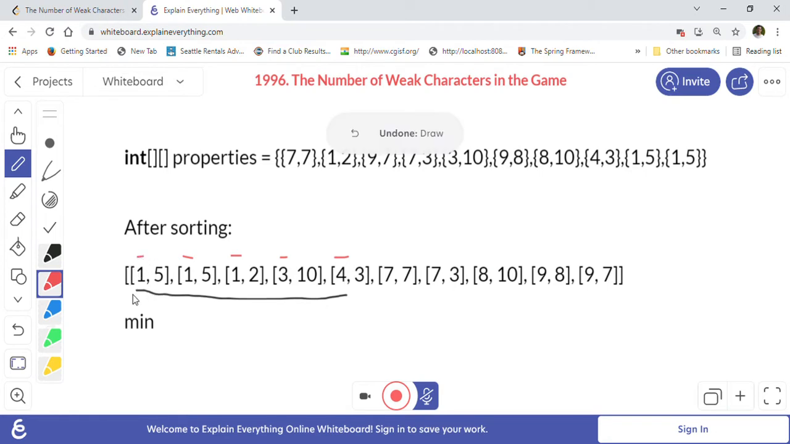That is one thing when we are sorting. And the other thing we have to remember is when the attack powers are equal. For example, in this case, 7 is equal to 7 for both these pairs. So in this case we have to make sure that the defense will be in decreasing order, right? So 7 and 3, it is in decreasing order. As you can see here also 9 and 9 are the same, but 8 and 7, this is in decreasing order, right? So this is how we have to sort the array.